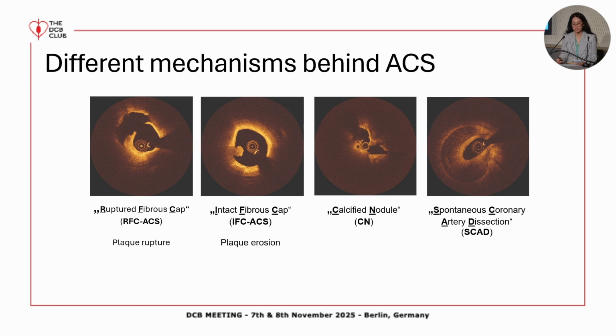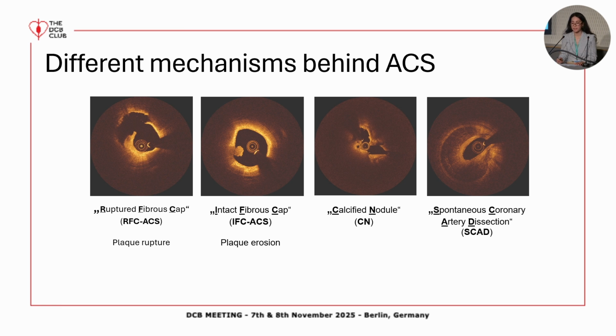We can look on OCT. On the left, we see the classic plaque rupture. This is what happens when a vulnerable plaque finally breaks. It's still the most common mechanism of ACS, especially STEMI. Next to it, we see the plaque erosion, or we call it intact fibrous cap ACS. Here, the cap is thicker, remains intact. We don't see a rupture, but we still have a large thrombus that's sitting on the surface of the plaque.